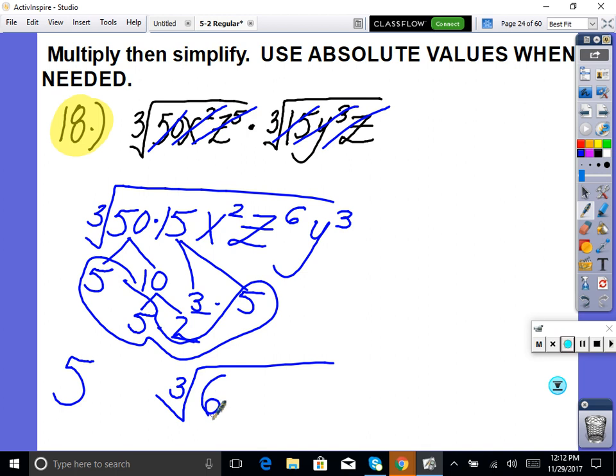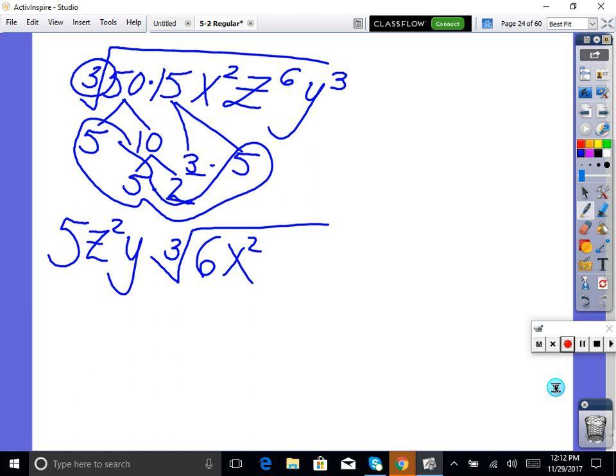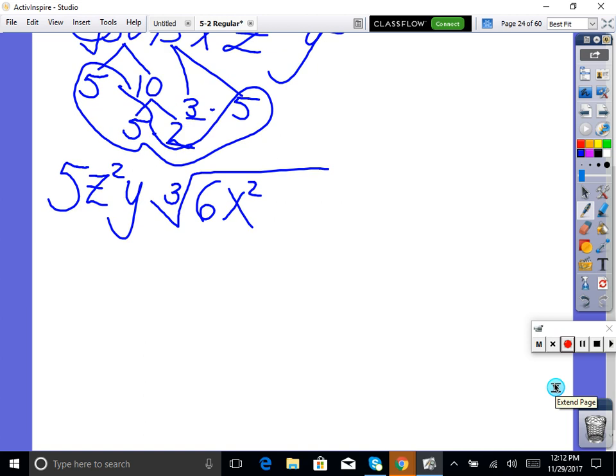6. Okay, moving on, x squared. We don't have 3 of them, so it's got to stay under my radical. 6 divided by 3. 2 evenly. So z squared. 3 divided by 3 is 1. So this would be our final answer. Even root? Nope. So we don't need absolute values. All good?